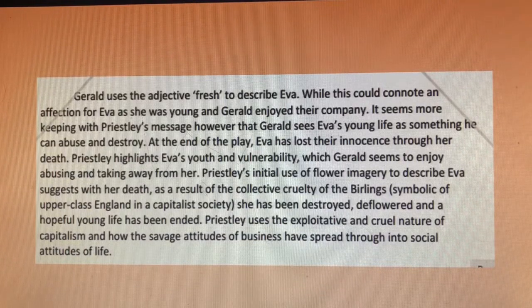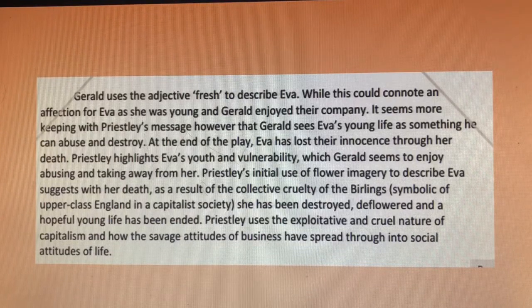It seems more in keeping with Priestley's message, however, that Gerald sees Eva's young life as something he can abuse and destroy. At the end of the play, Eva has lost her innocence through her death. Priestley highlights Eva's youth and vulnerability, which Gerald seems to enjoy abusing and taking away from her. Priestley's initial use of flower imagery to describe Eva suggests her death as a result of collective cruelty, wonderful phrase, collective cruelty, of the Birlings, symbolic of upper-class England and capitalist society. She has been destroyed, deflowered, a hopeful young life has ended.